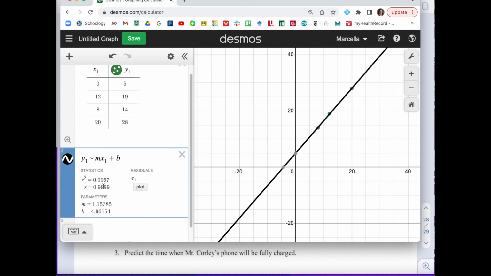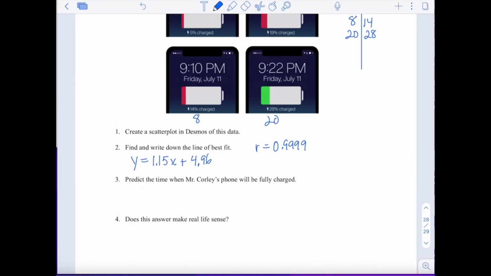It's 0.9999, almost 1. Would I round this to 1? No, just write out the 4 nines, and then we have to write down our line of best fit. So y equals 1.15x plus 4.96. And I'm just going to write the correlation coefficient down, even though we weren't asked to do that.